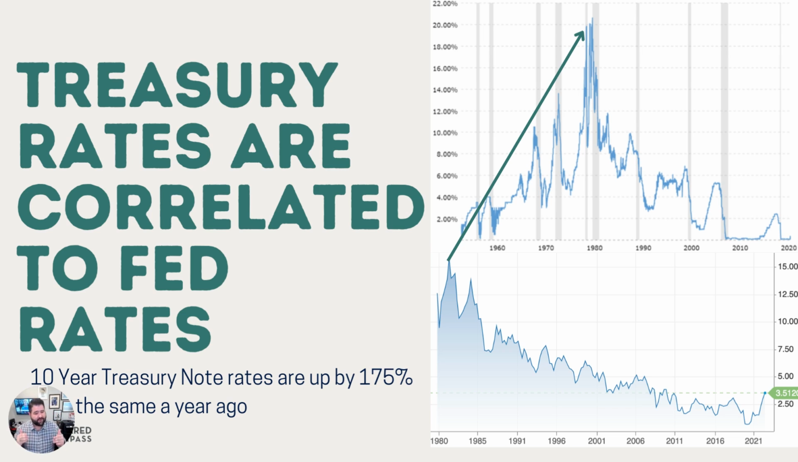Now, rates, once again, are still historically cheap, right? The notes are still historically cheap. We're not talking about that 15, 20% that we saw previously, but that doesn't help if we've been living and operating and doing business in a world in which money has been cheap.